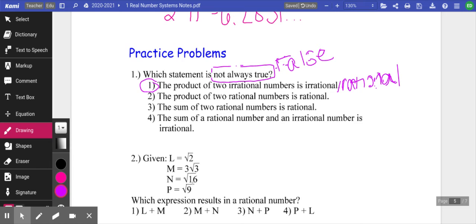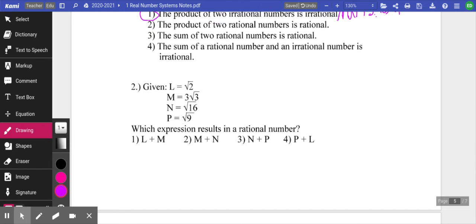Okay. Here, this is a good one to practice. It's basically saying I'm giving you 4 things and what they're equal to. And I want to know which one is going to give me a rational number. So remember, a rational number is a terminating decimal. It's a repeating decimal. It's a whole number. It's a counting number. It's an integer. It's a nice number. So what you would do here is try them.